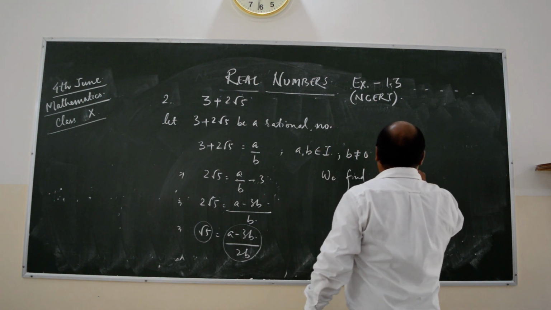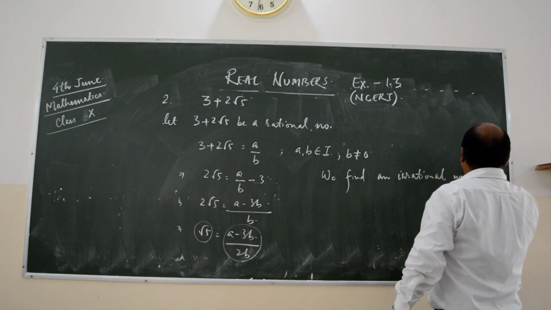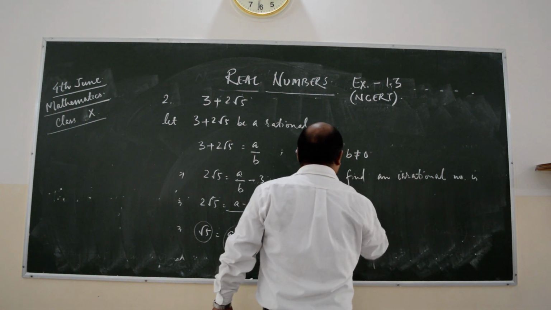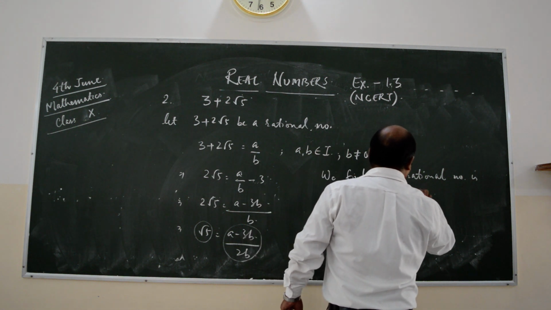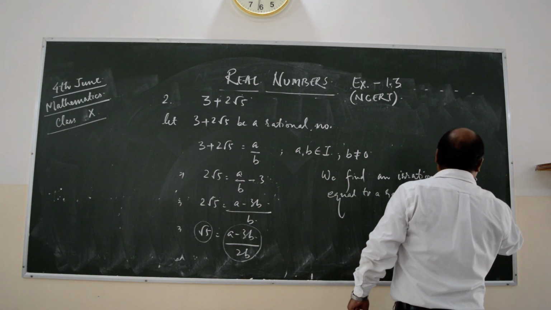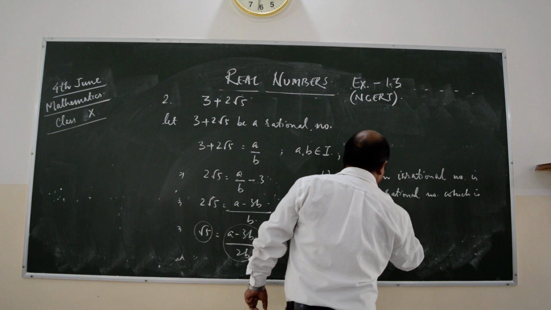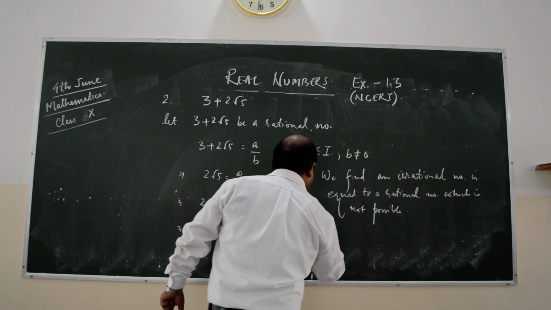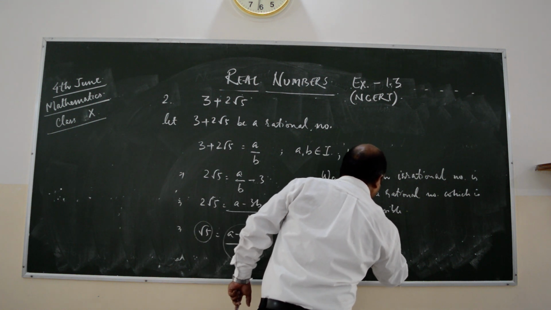So we find an irrational number is equal to a rational number, which is not possible. So this is a contradiction.